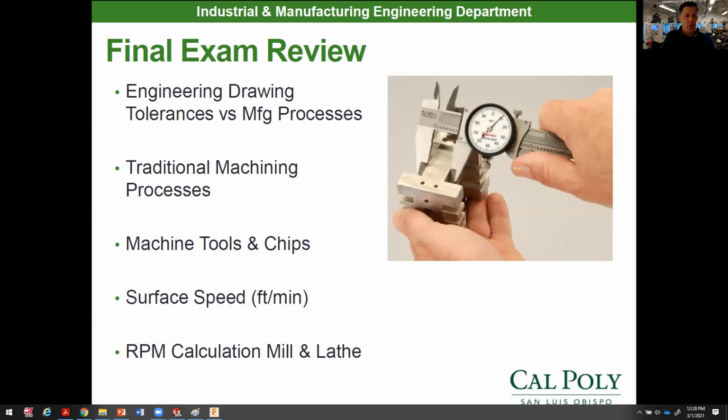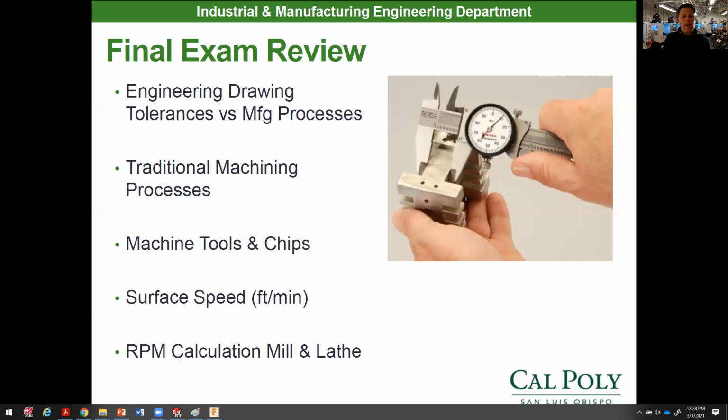But the traditional machining processes are what we focused on starting in really week 2 in this class, right? So those traditional machining processes, if you remember, all 5 are broaching, milling, turning, drilling, and sawing. So I would definitely know the definitions for all 5 traditional machining processes. I might give you a definition and you fill in the blank, or you tell me which process that actually was, which traditional machining process.